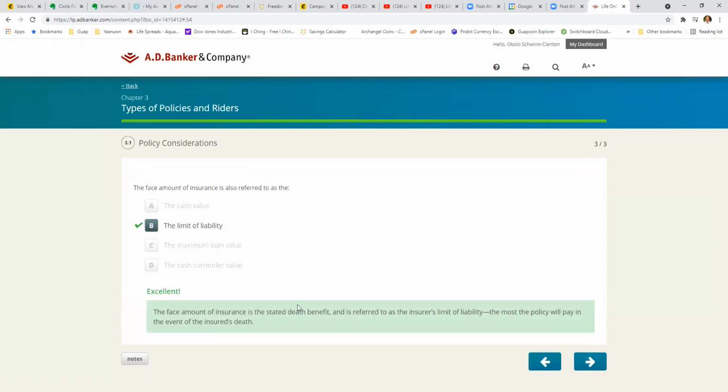Yes, the face amount of insurance is the stated death benefit and is referred to as the insurer's, meaning the insurance company's, limit of liability, the most the policy will pay in the event of the insured's death.